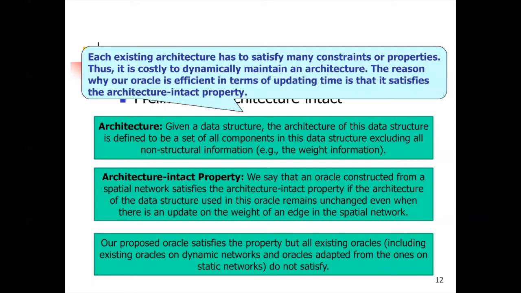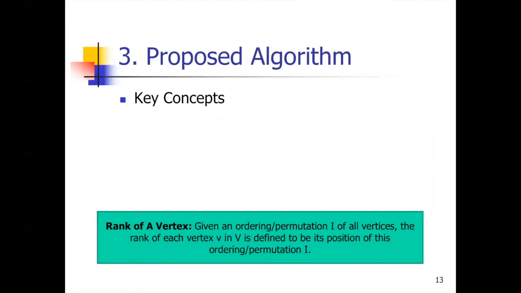Each existing architecture has to satisfy many constraints and properties. Thus, it is costly to dynamically maintain an architecture. The reason why our oracle is efficient in terms of updating time is that it satisfies the architecture intact property. We prove in our paper that our proposed oracle satisfies the property, but all existing oracles, including existing oracles on dynamic networks and oracles adapted from the ones on static networks, do not satisfy it.